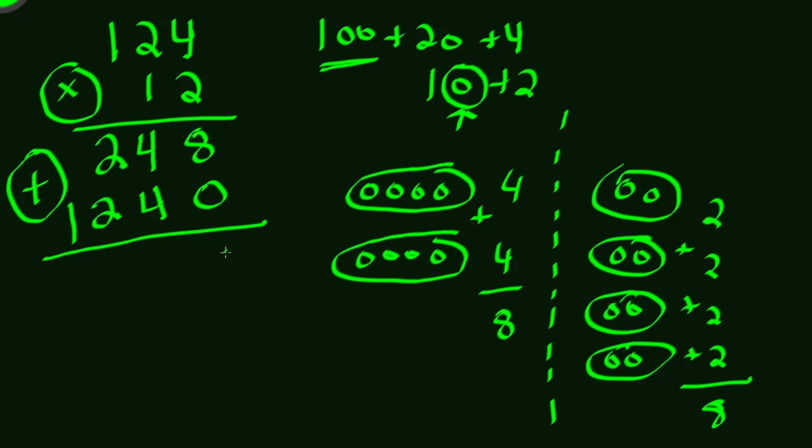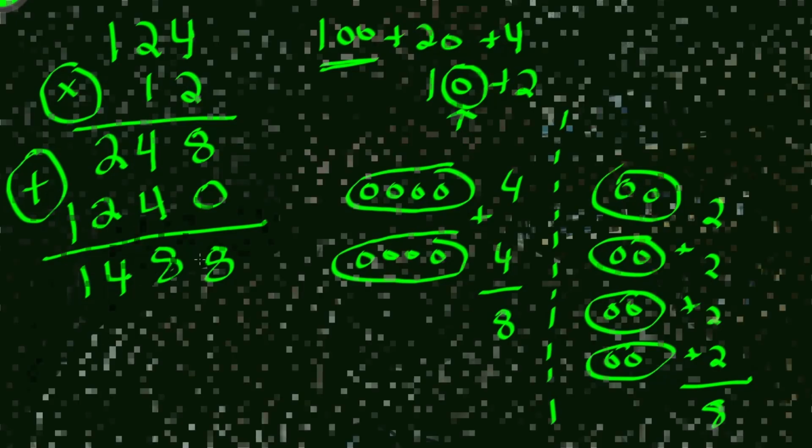8 plus 0 is 8. 4 plus 4 is 8. 2 plus 2 is 4. 1 plus nothing is 1. Therefore, 124 times 12 is 1,488.